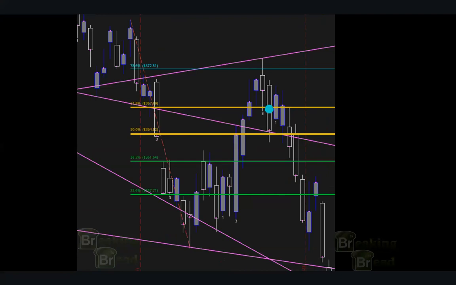All right, so again, here, 78.6 aligned with the Brownian formation. If I wasn't already in this play, then this is where I would look for entries. If I was in this play for calls, I may exit right here. Same thing here. With the Brownian formation aligned with the 50%, you can look for an entry here.